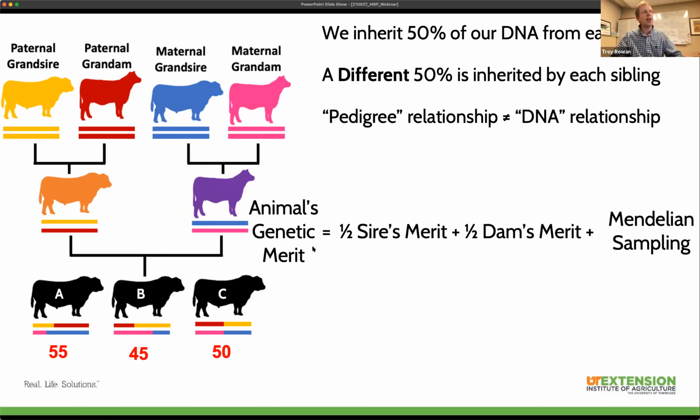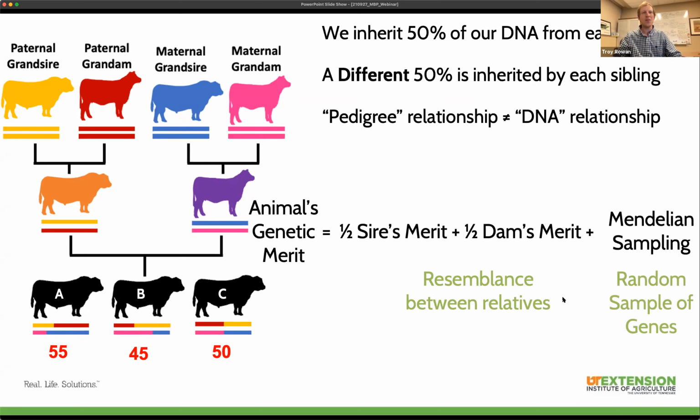And so as we look at an animal's genetic merit, we know that it's going to be some combination of half of the sire's genetic merit and half of the dam's genetic merit, again, because they're only passing down half of their chromosomes to the offspring. And so that's what's going to account for the resemblance that we see between relatives. Because these animals do share quite a bit of their DNA with each other, we're going to see resemblances.